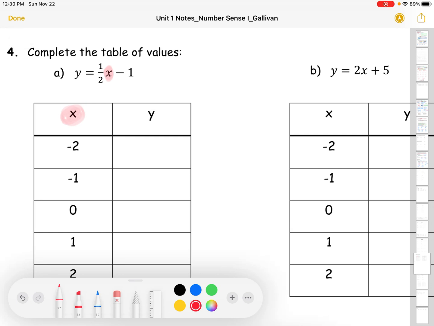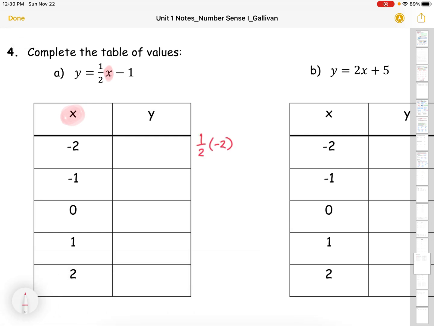So right here, I will go 1/2 times negative 2 minus 1. So 1/2 times negative 2 is negative 1, minus 1 is negative 2. Okay, then I would go 1/2 times negative 1 minus 1. Well, 0.5 times negative 1 equals negative 0.5, minus 1 gives me negative 1.5. If you need more work to do that, you can do that.